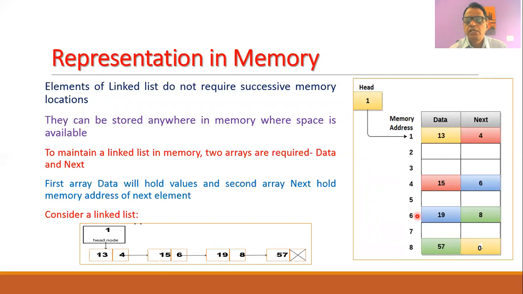Then at position 6 of memory, the data value will be 19, and the next value will be 8. And at position 8 of memory, the data value will be 57, and the next value will be 0. So it indicates a null value, and this is the last element of the linked list.